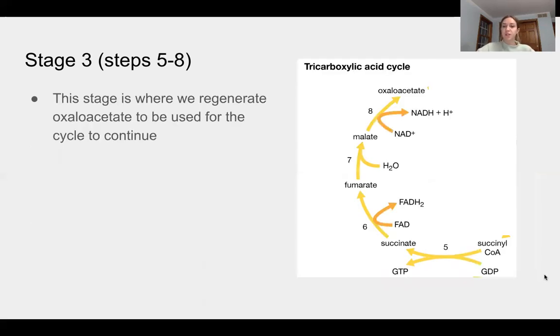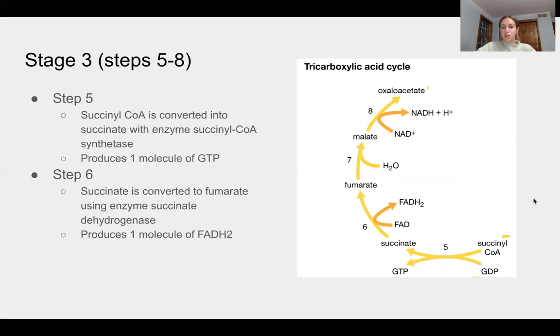So stage 3, this is steps 5 through 8, and this is where we are regenerating oxaloacetate so it can continue going through the cycle. And we're also producing a decent amount of energy products here with 1 GTP, 1 FADH2, and 1 NADH. So step 5 here, we have succinyl-CoA, which is converted into succinate with the enzyme succinyl-CoA synthetase.